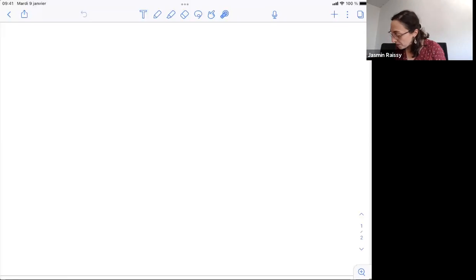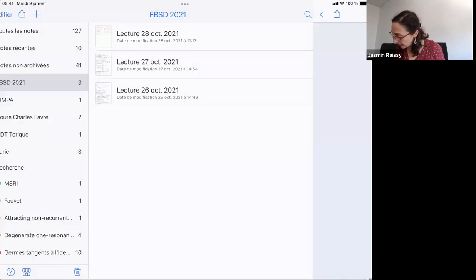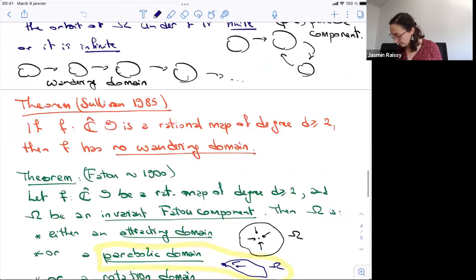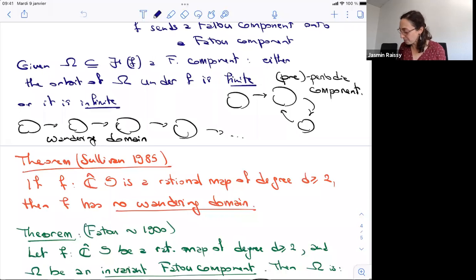So the question that one has in mind. Let me go back to lecture 1 for a second. Remember that in dimension 1, you have Sullivan's result. Sullivan's result tells you that if you pick a polynomial in C, or a rational map of degree at least 2 on the Riemann sphere, so in P1 of C, in the compact case, you will not have a wandering domain.